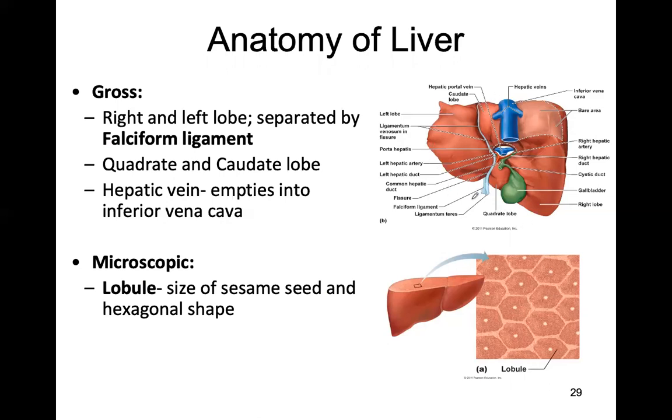You also have two smaller lobes, the quadrate and caudate lobes. The quadrate lobe is right here, and the caudate lobe is up there. You have an extra set of blood vessels, which I'll talk about in just a minute. But here are your hepatic veins, right here and right here. These are your two main hepatic veins for right and left, which empty into these large blood vessels at the center, called the inferior vena cava.